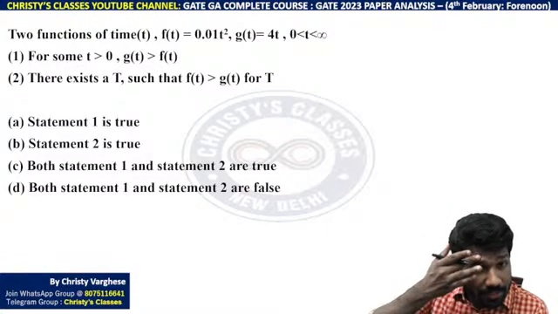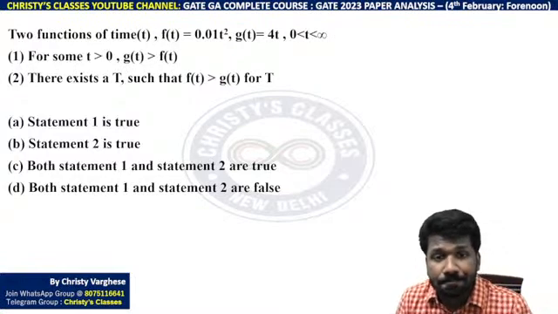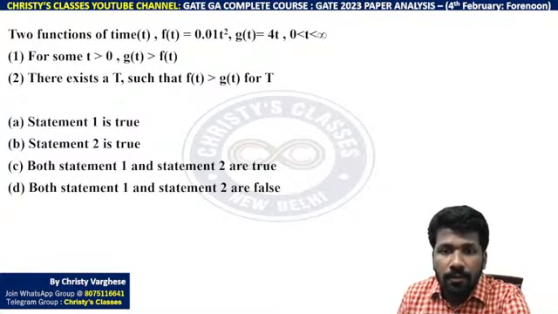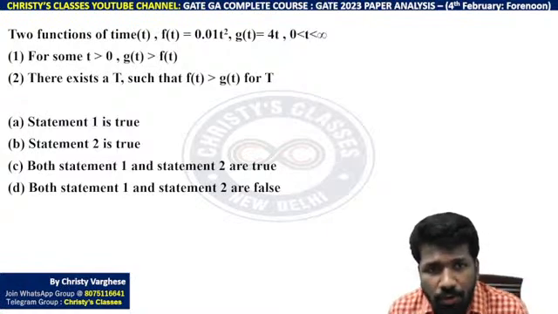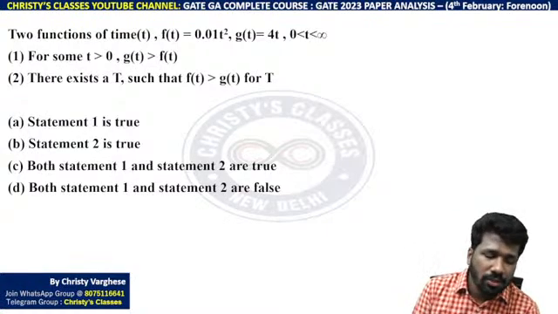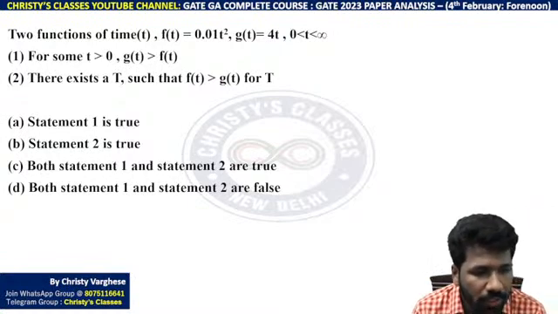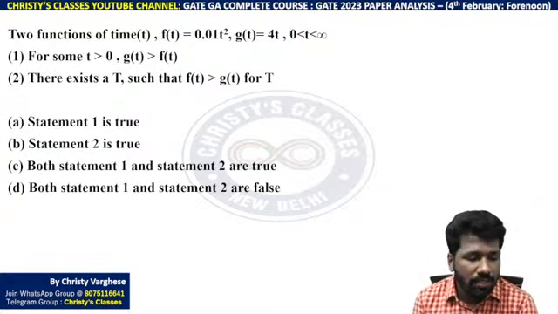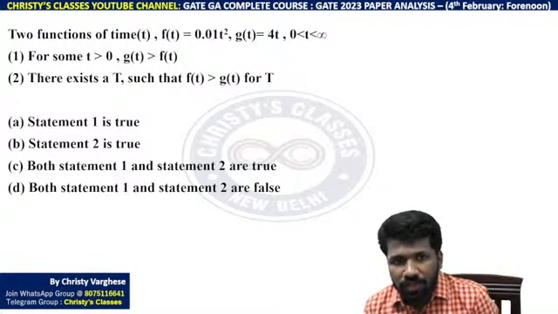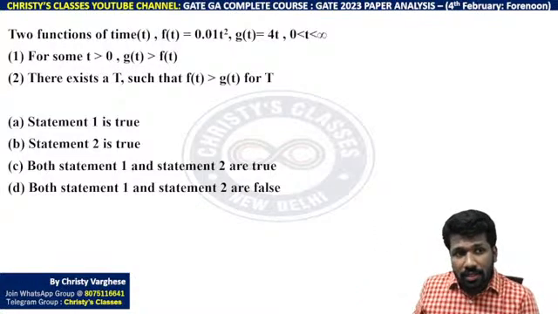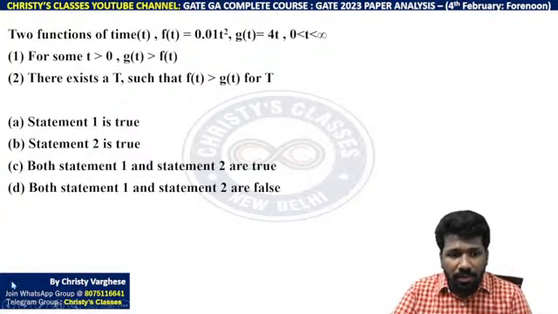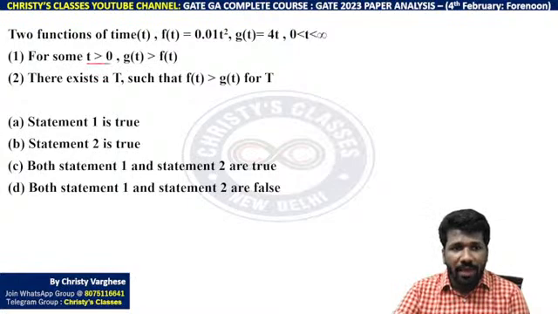Some of you got an answer. Let's see whether it is right. Two functions of time t, f of t equal to 0.01 t square, g of t equal to 4t, where 0 less than t less than infinity. So t value is between 0 to infinity, that is mentioned. Statement 1 is saying for some t greater than 0, so for some positive value of t, g of t is greater than f of t.